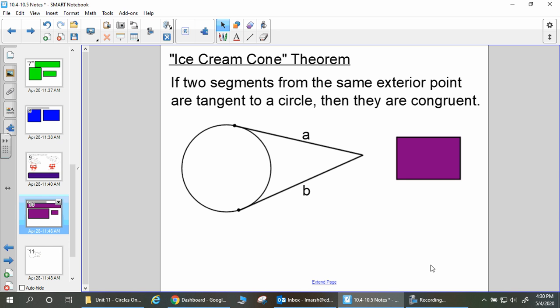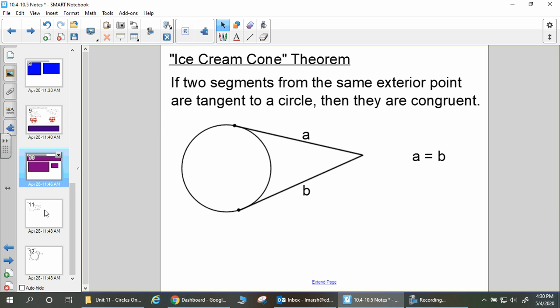So here's my picture. I have these two segments. They start at an exterior point. They are tangent to my circle, and basically the length of A is going to be the same as the length of B. Think about flipping this sort of up on that point, right? There's your ice cream cone. The two sides of my ice cream cone need to be the same.